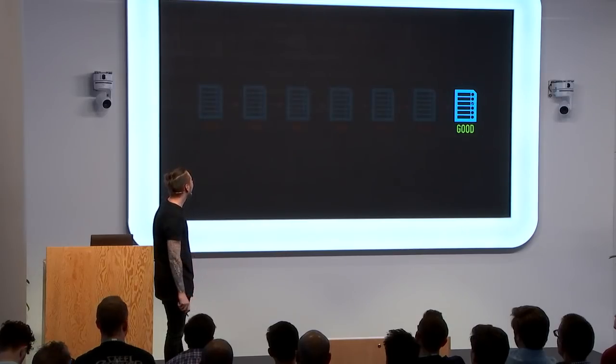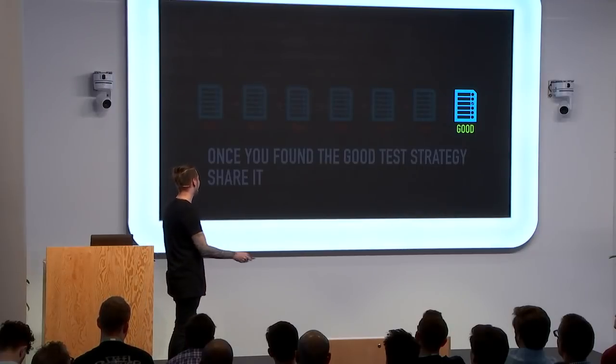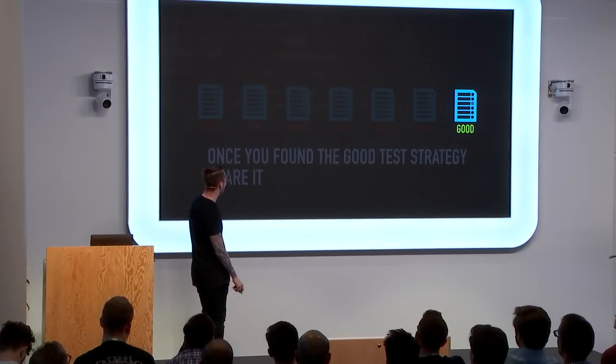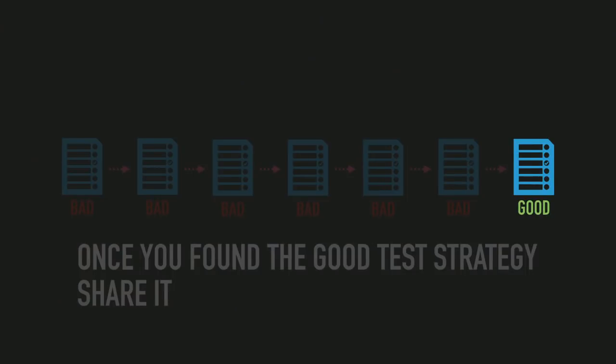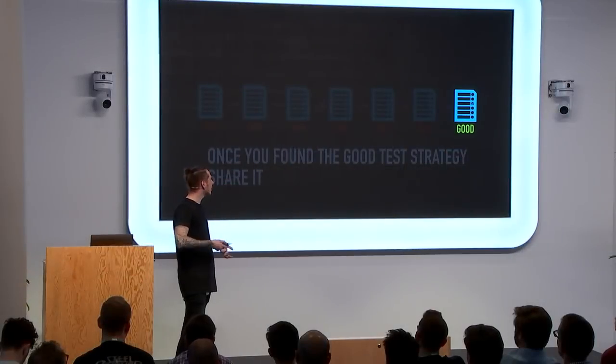So what can we do about it? Once we found this good test, we should share this strategy with everyone. Sometimes it takes a team of engineers that just do testing, and they test things, they build tools and infrastructure, and then once they found the good strategy, they can say, yeah, this is the way we should write tests. Other things don't really work. We tried it already. Use that one. So how can we do that?